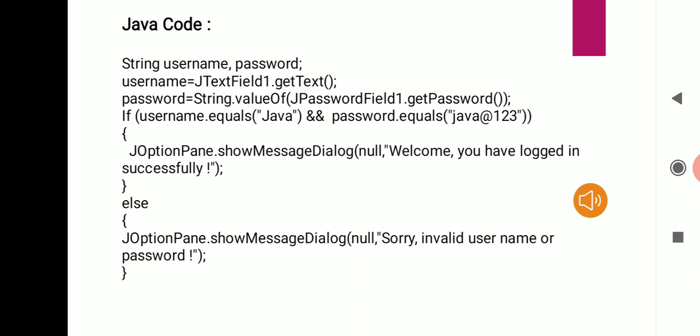Then come to the next line. Here the input that is supplied for password will be extracted from the password field using the getPassword method. This is done using the statement jPasswordField1.getPassword.